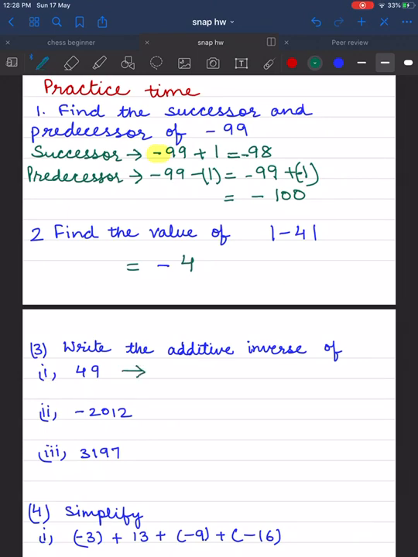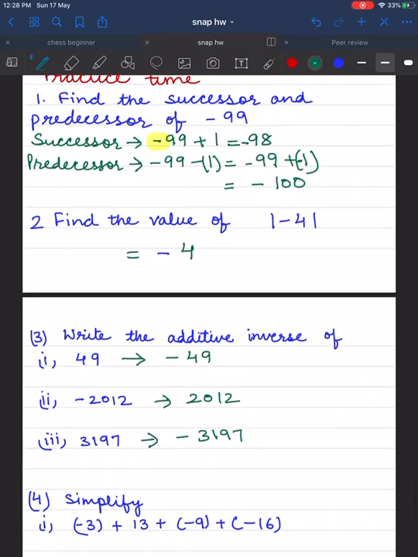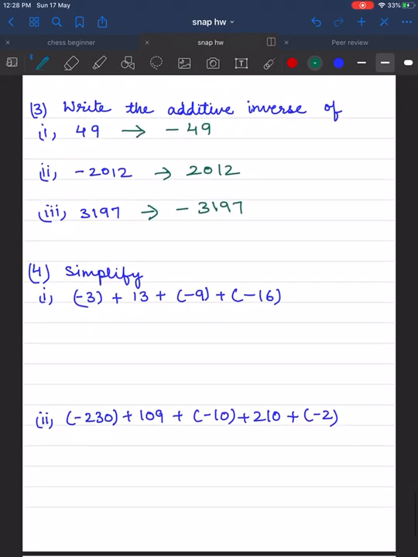Now next is write the additive inverse of 49. So additive inverse means the opposite. So the opposite of 49 is minus 49. Opposite of minus 2012 is plus 2012. Opposite of 3197 is minus 3197.